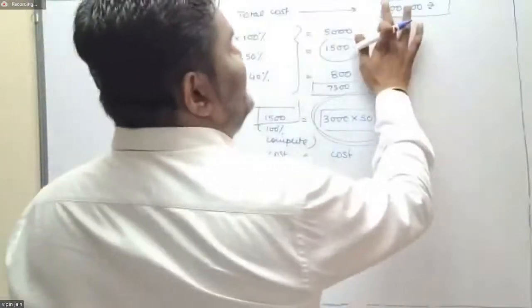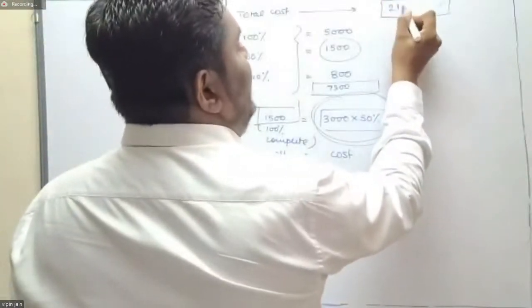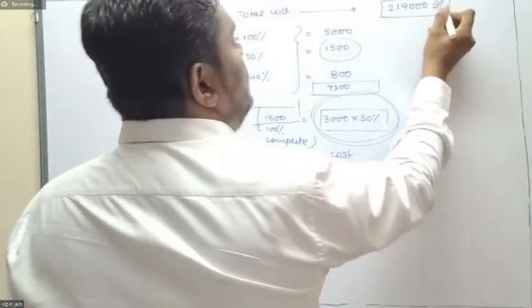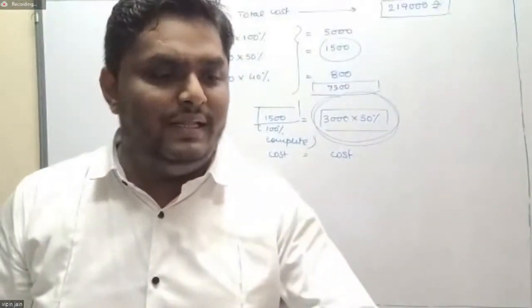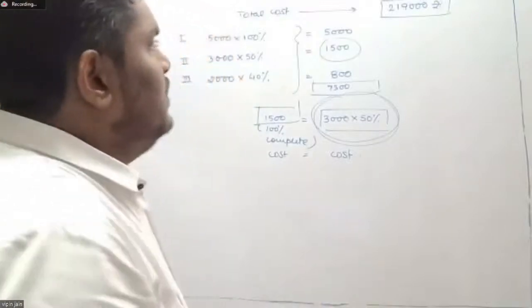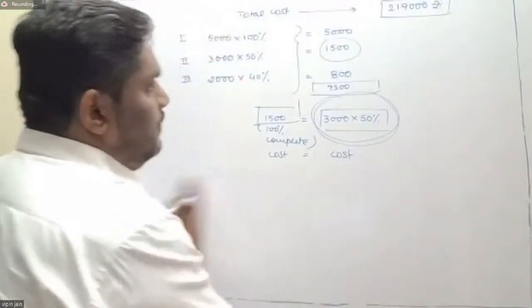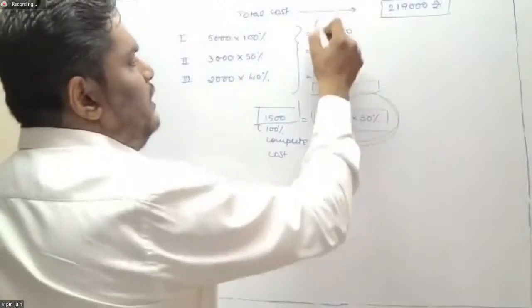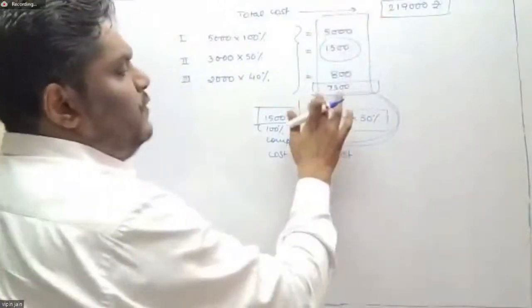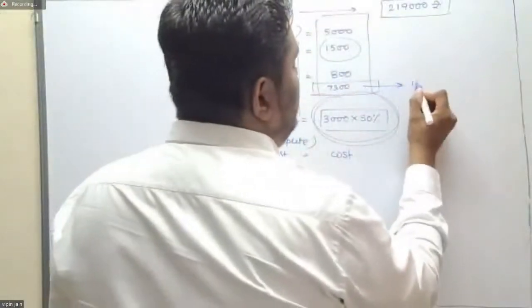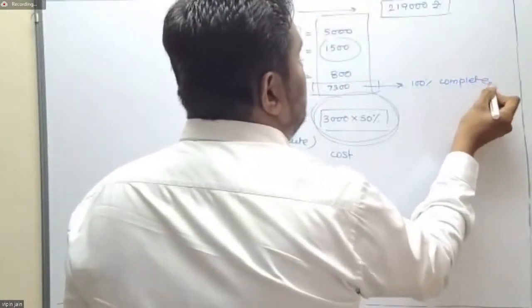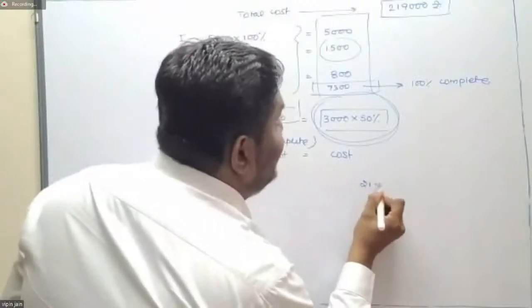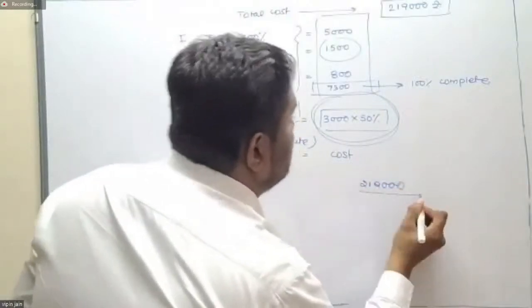To avoid the decimal, let's take the total cost as 2,19,000 only. So now herein we have got the equivalent number of units, that is 7,300 units which are 100% complete. So 2,19,000 is the total cost.